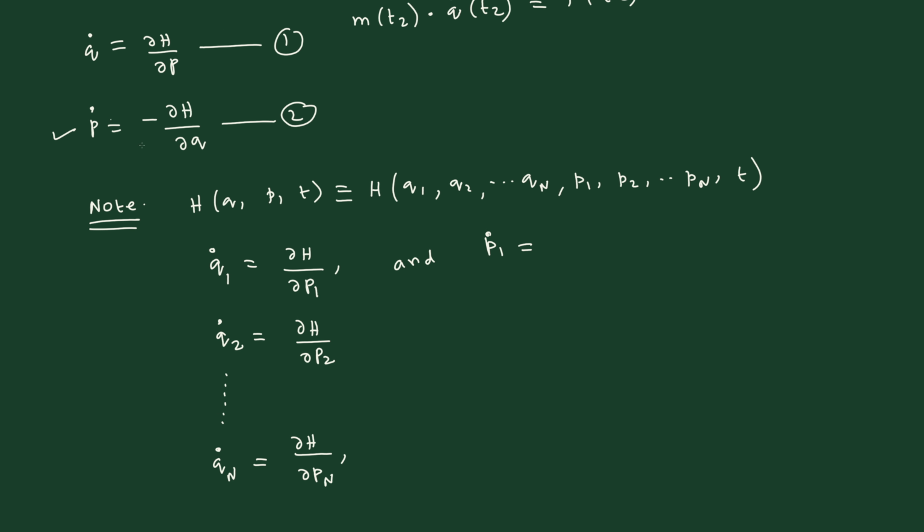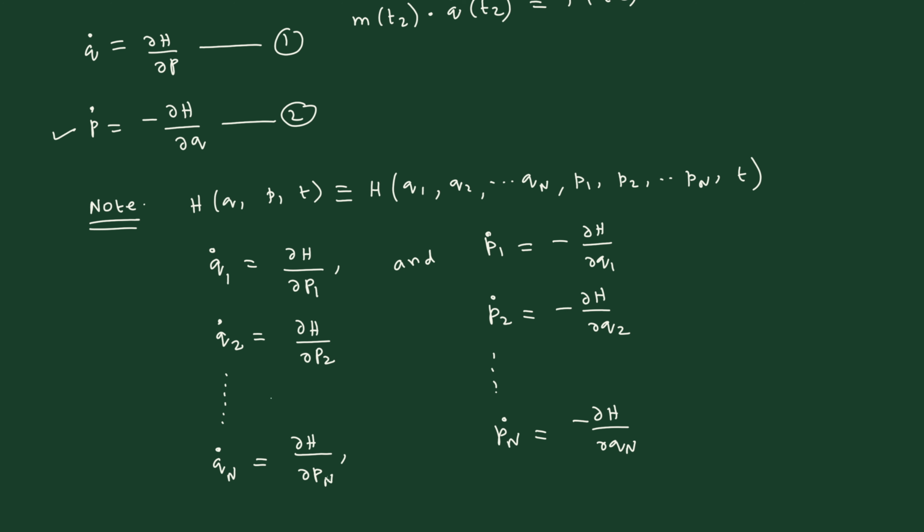So p dot equal to, that's what I'm writing, p1 dot equal to negative of ∂H divided by ∂q1, negative of ∂H by ∂q1. Then the second one, p2 dot will be equal to minus ∂H divided by ∂q2 and so on. And the last one would be pn dot is equal to minus ∂H by ∂qn.